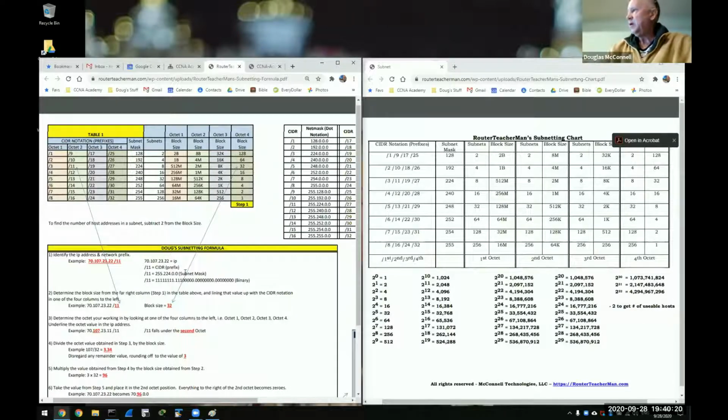So I give you some help here. That's the IP, that's the prefix. If we're going to change that /11 into a subnet mask, this is what it would look like: 255.224.0.0. Let's see how that equates over here. /11 is right there, right?